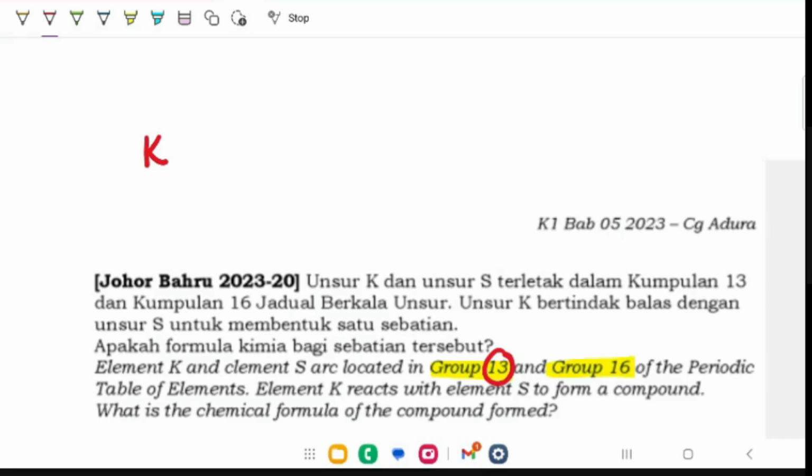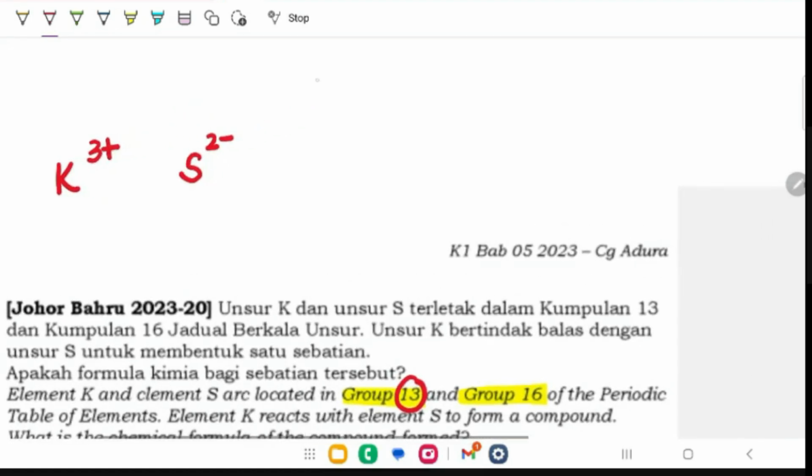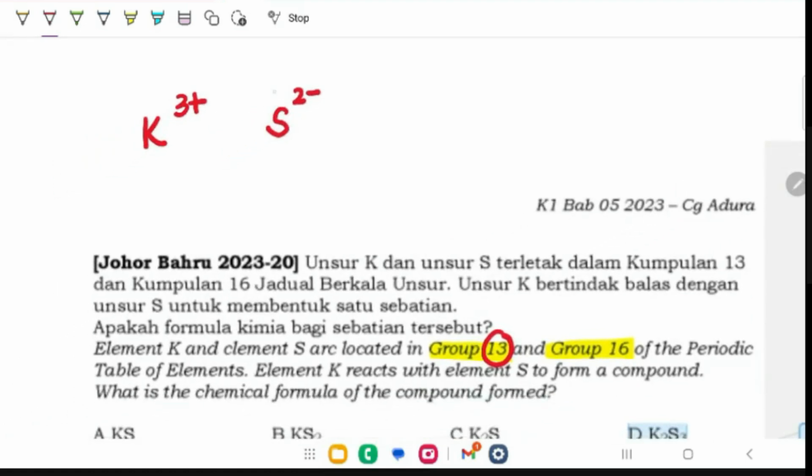Okay. If group 13, what is the charge? 3 positive. How to achieve octet? 3 positive. Lost the 3 valence electrons, right? Okay. How about the S? Group 16, 2 negative. You need to gain 2 electrons. This one loses 3 electrons. So interchange it, cross only. This one 2, this one 3.